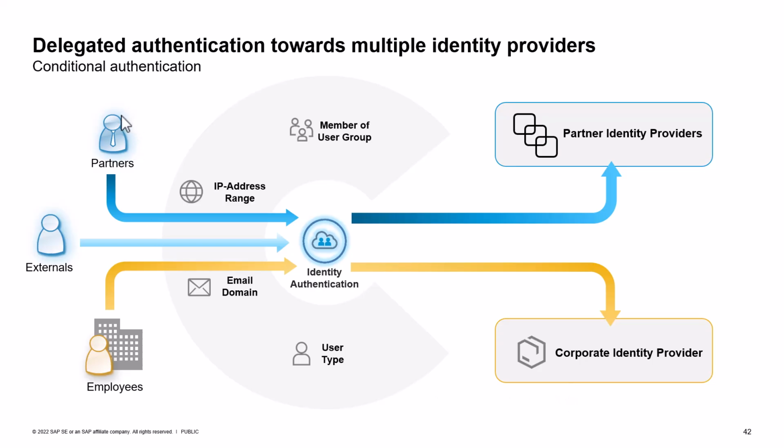Whereas if you have some trusted partners coming in, based on some very simple rules like email domain or IP address range, then you can authenticate these users with the partner identity providers. So this is also possible. And let's say somebody else, an external user, just comes in, the identity authentication can block the user right here without even having to redirect them to any identity providers.